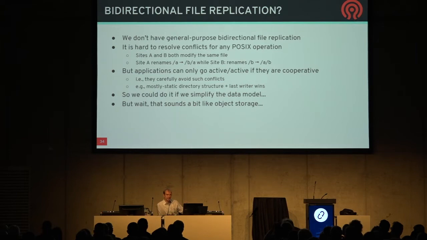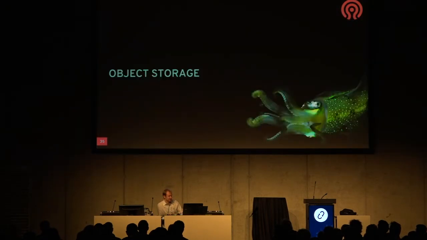But when we're talking about applications running in multiple sites, they only do this if they're already written to be cooperative in some way. They're written in a way that avoids those scenarios where conflicts would arise in the first place, usually by using a mostly static data structure. They're careful about how they modify files so that conflicts don't arise, or if they do, they are resolved in a trivial way, like renaming over an existing file to replace it. So they have a simplified data model. But if you think about it, that sounds a lot like another type of storage, object storage, that also has a simplified flat data model and simplified conflict resolution. So let's talk about that for a minute.